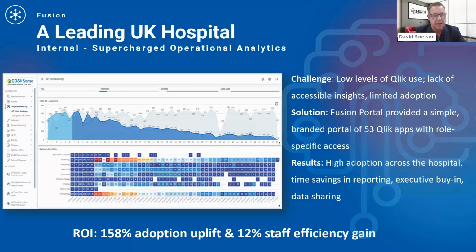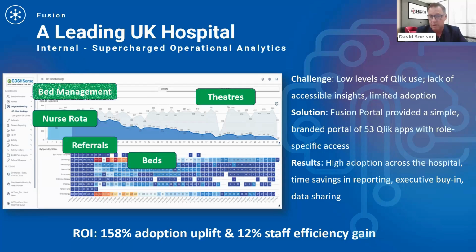Thanks, Noel. So if we take that Formula One example and we apply it to a practical business case, this is one that we've done for a hospital in the UK. They had exactly the same kind of challenge. They had lots and lots of people who would benefit from having data at their fingertips, but because of the learning curve of Qlik, there was limited adoption. So we overlaid Fusion, built this portal, and this is used to run the theatres. And the audience for it are nurses. It's a simple portal, 53 Qlik apps, all mashed up together to give role-specific access.